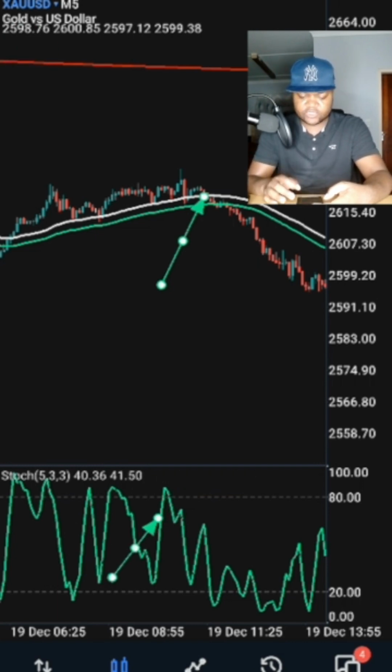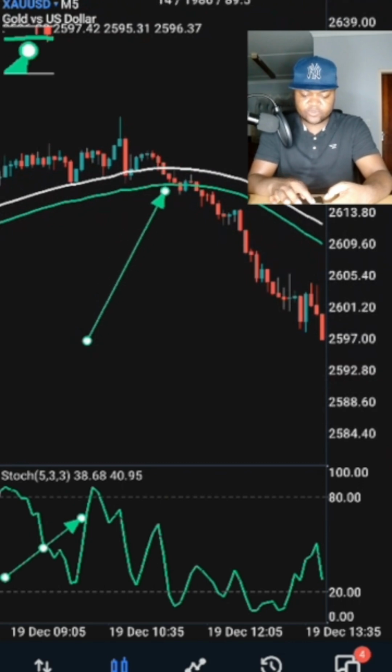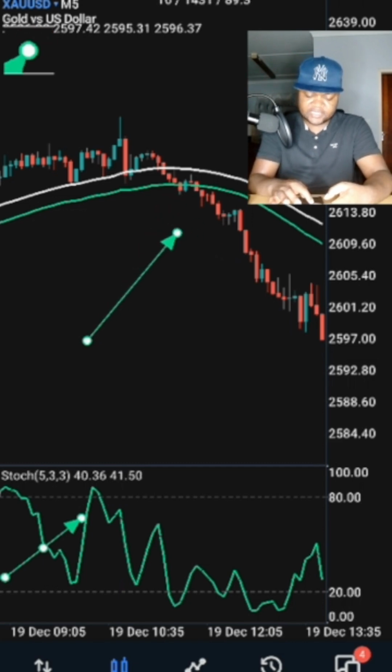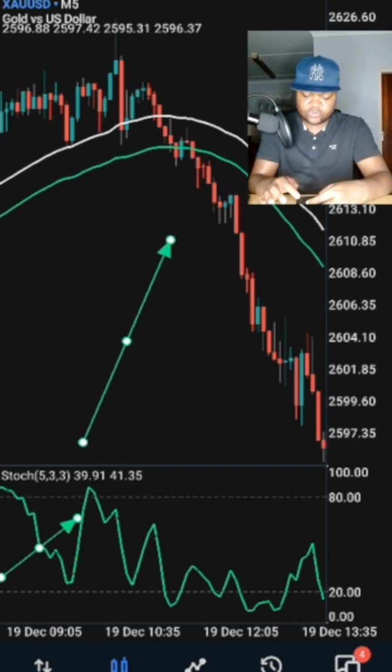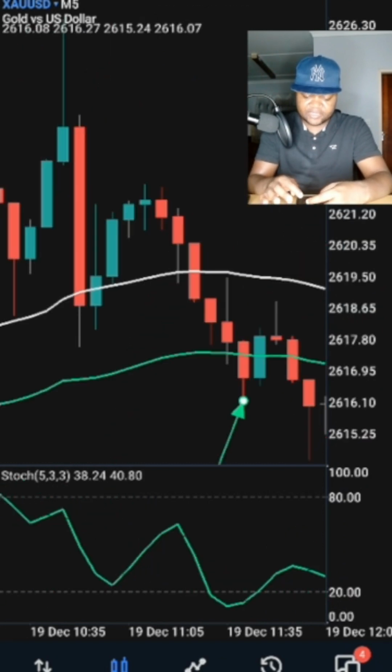That's the second condition. Then for your entry, you're going to make use of the line, which is this green line here, which is below this particular level here. This is going to act as your entry. So you need a bearish candle, a red candle that will now close below this particular level. When that happens, you're going to enter. So your entry was going to be here.